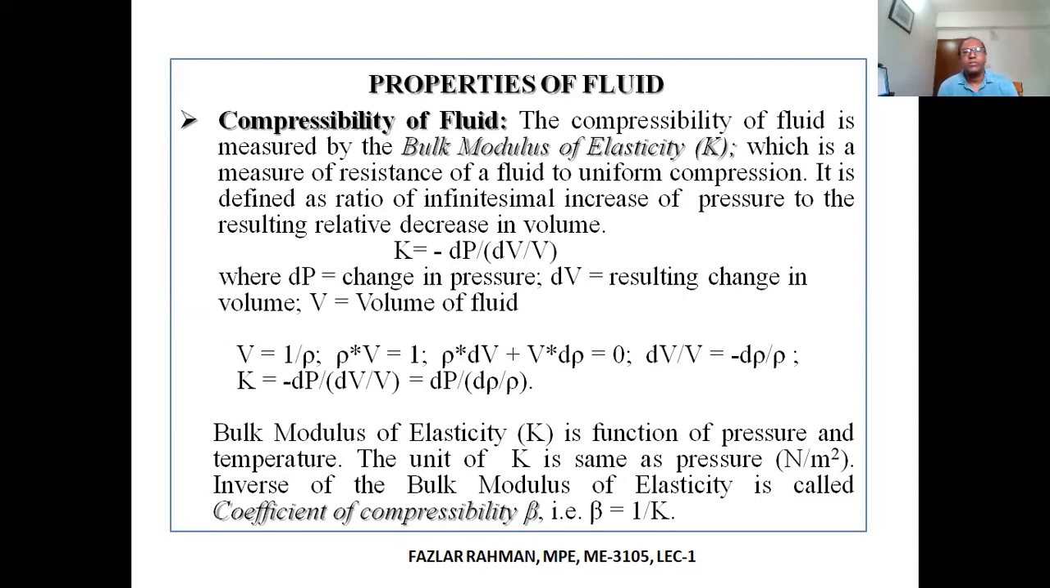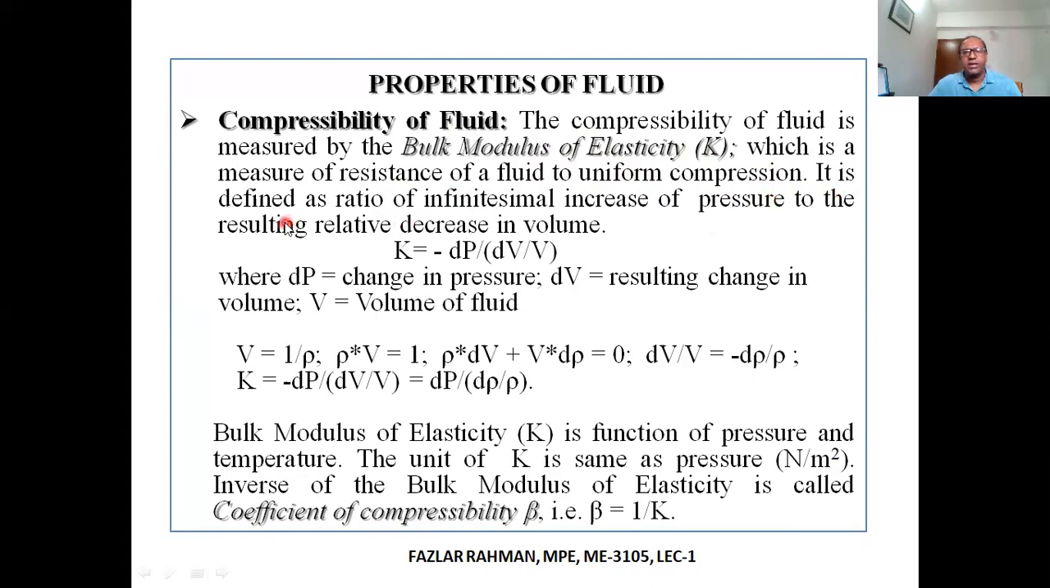So what is the compressibility of a fluid? It is measured by a constant called the bulk modulus of elasticity, which is a measure of the resistance of a fluid to uniform compression. That means if the bulk modulus is high, it has high resistance to compression. So how do we figure out the mathematical definition?